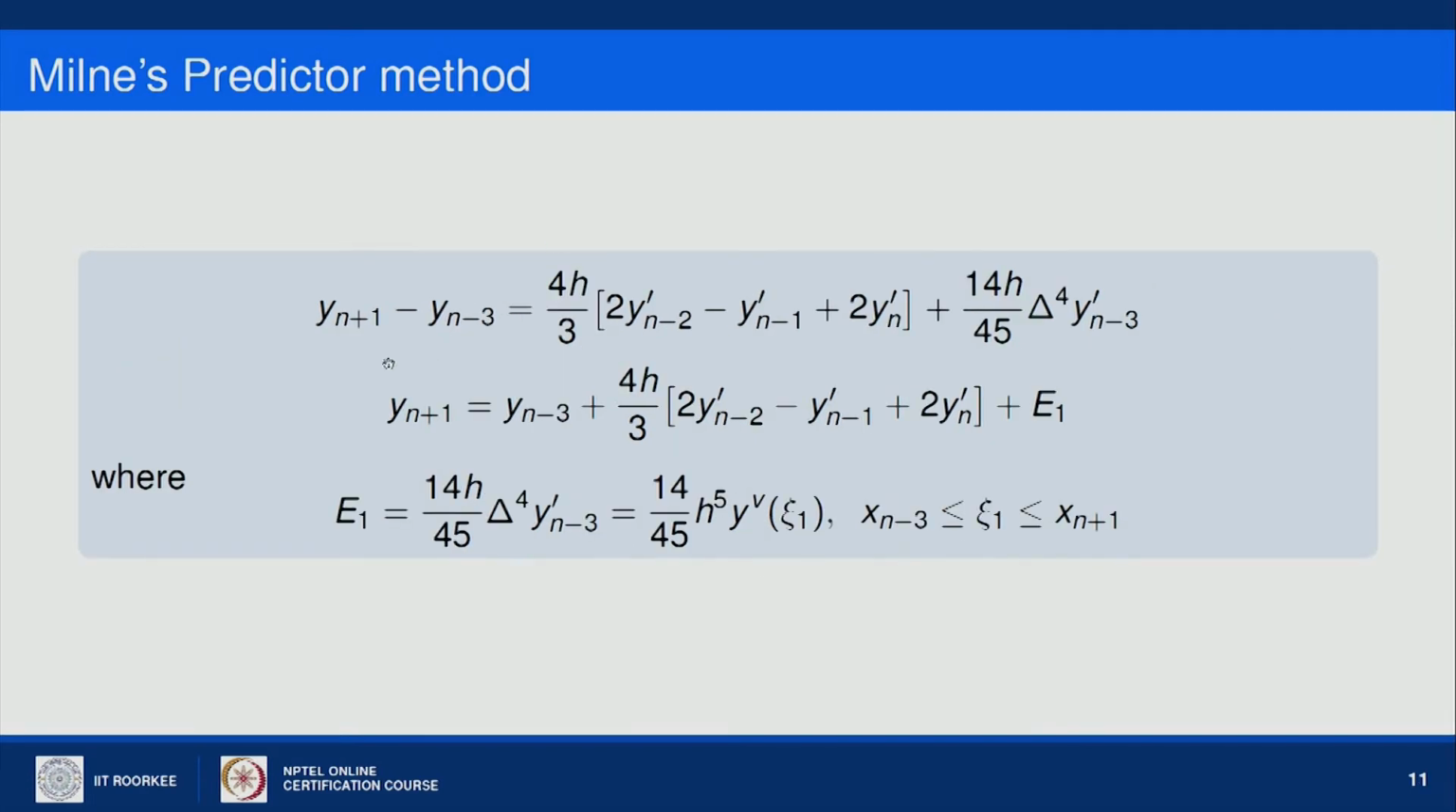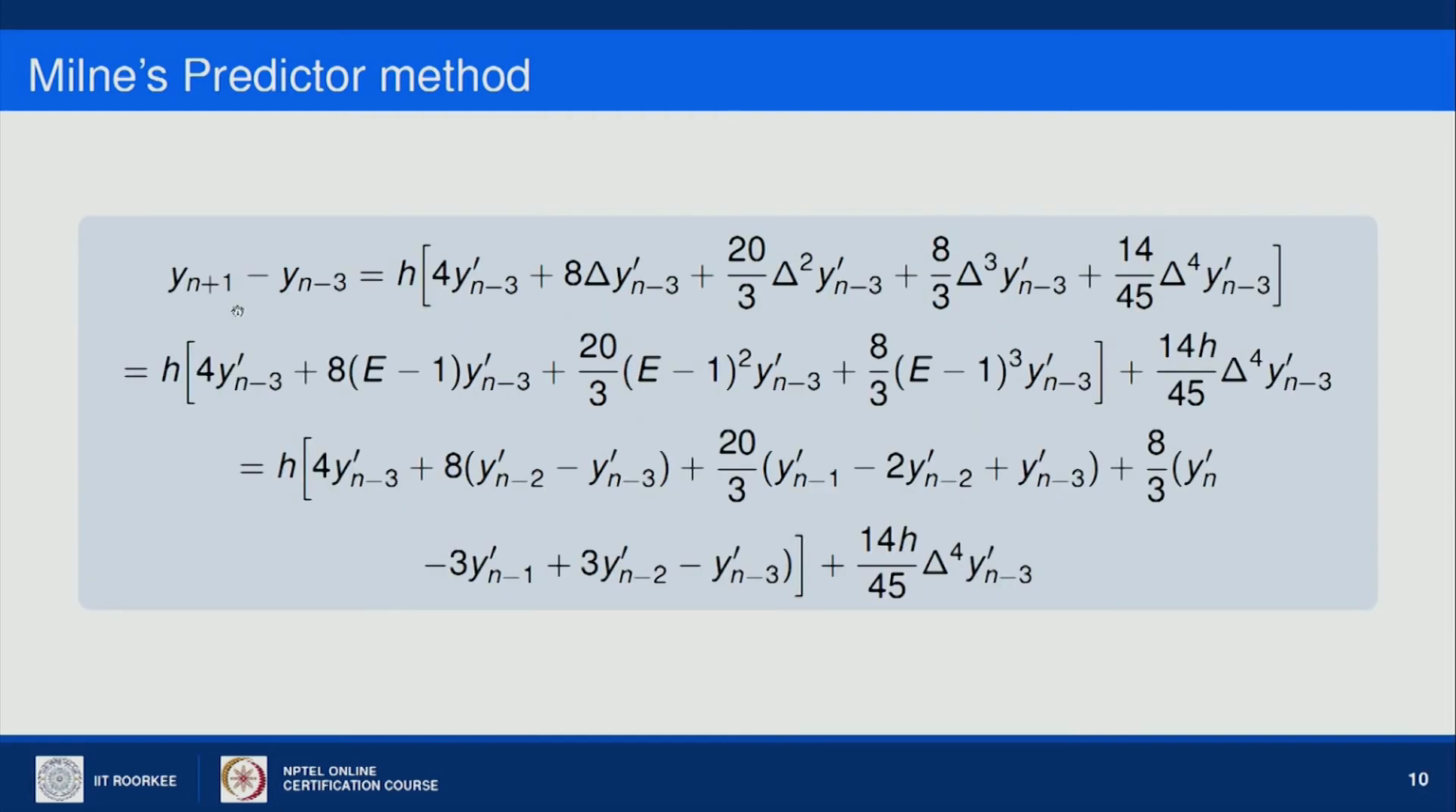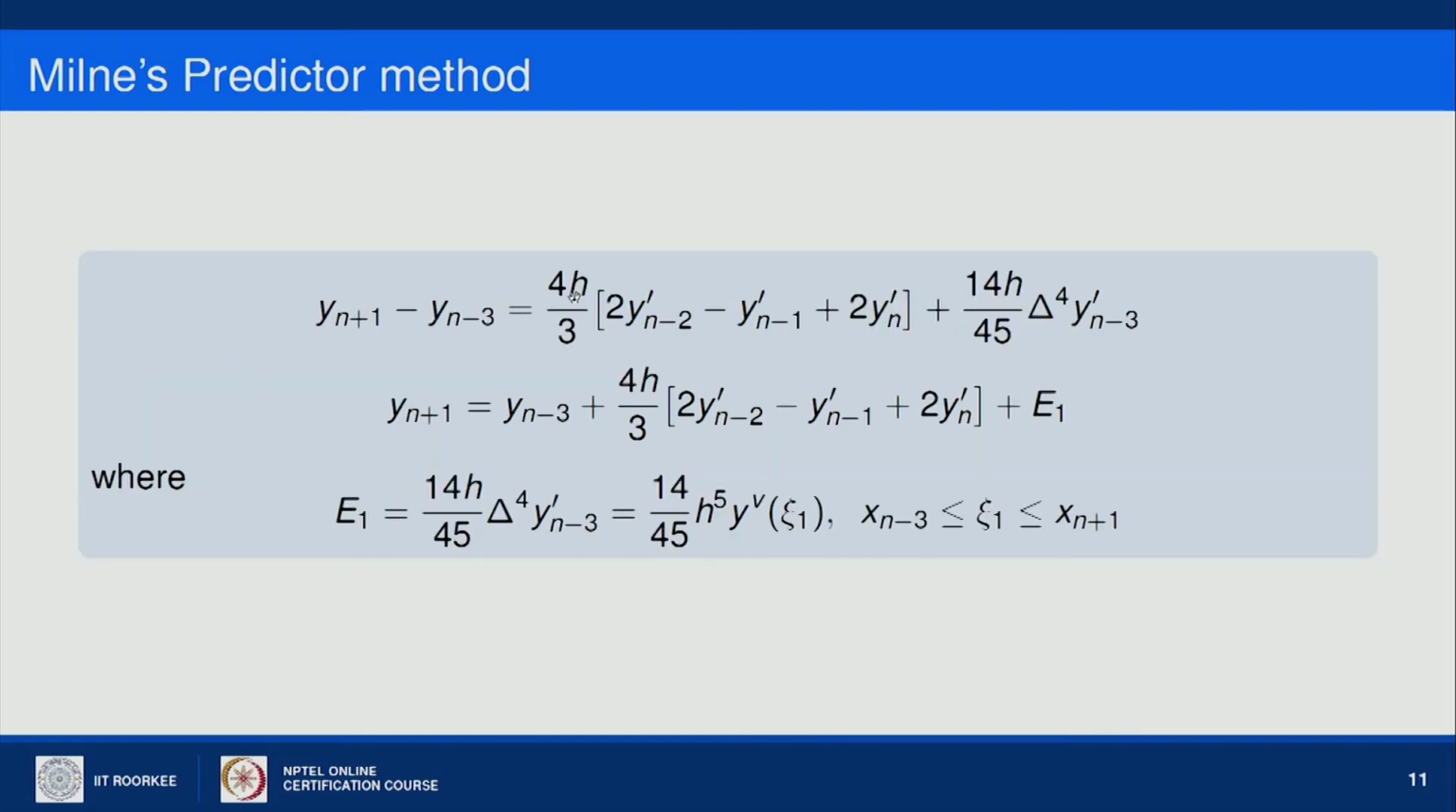So after simplification I will get that y n plus 1 minus y n minus 3, that is the left hand side, equals 4 times h upon 3 into twice y prime n minus 2 minus y prime n minus 1 plus 2 times y prime n, plus 14h upon 45 del 4 of y prime n minus 3. Or I take the term y n minus 3 to the right hand side. So I will get this equation, and let us denote the term which I have taken out as E1, that is the error in predictor.